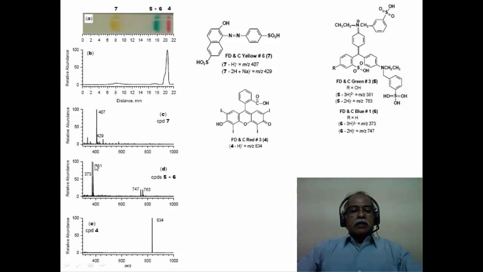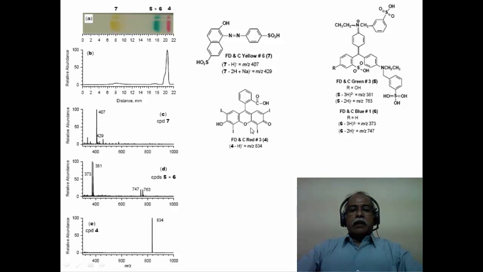You see 763 as well as 381, corresponding to the monocationically charged and the dicationically charged forms of this particular dye. Dye number 6, which is a blue color dye, has peaks at 373 and 747. The molecular weight is actually 747. The doubly charged ion comes at 373. So one can see 373 as well as 747, which is the molecular weight of this particular peak.